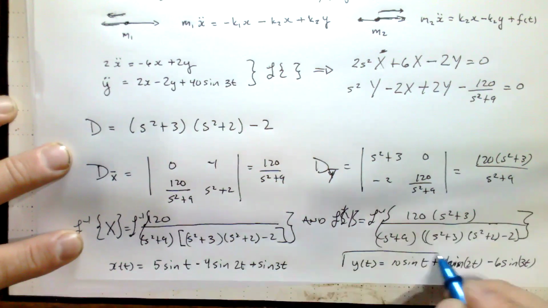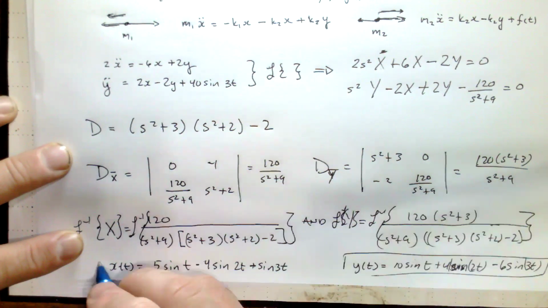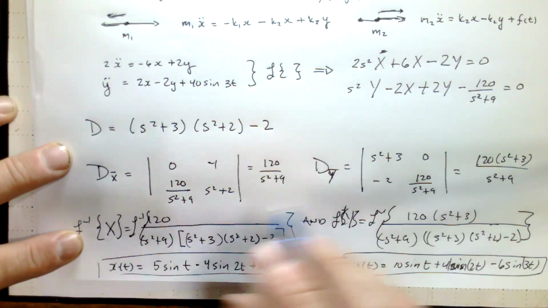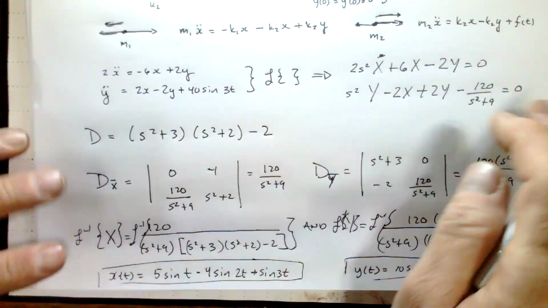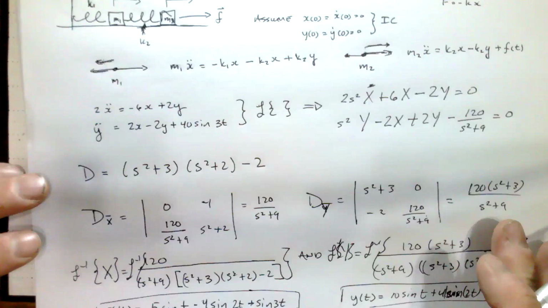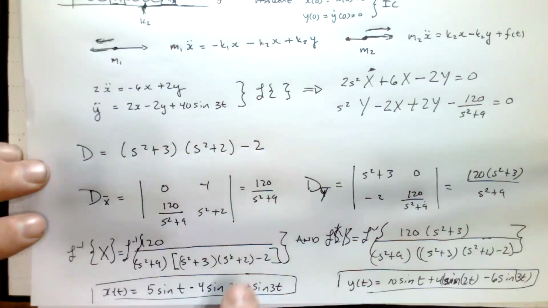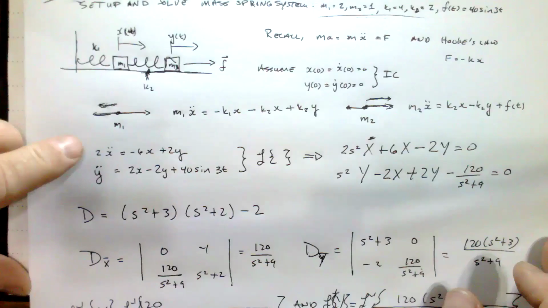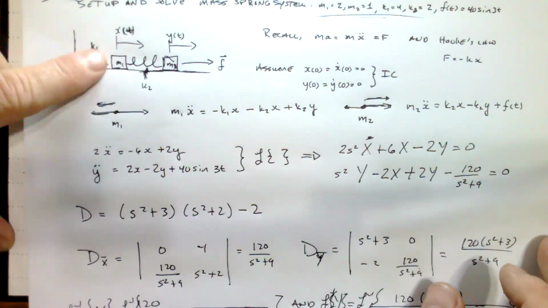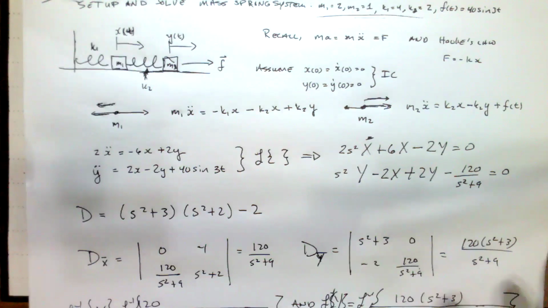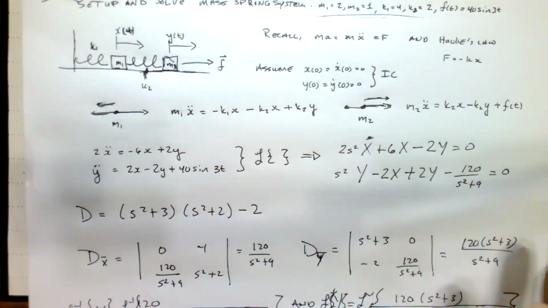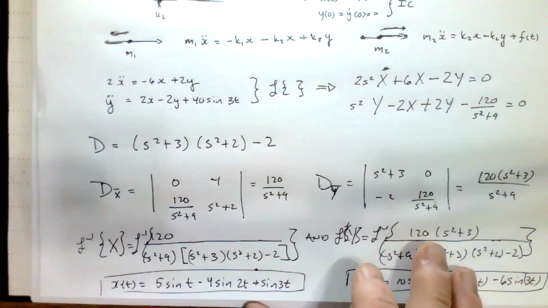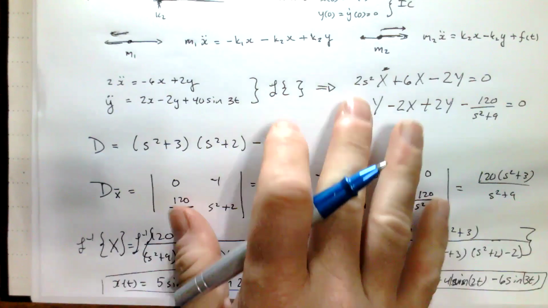Okay. So with our initial conditions assumed up here, those are the resulting equations of motion for our coupled system, two masses on springs. I hope this solution was helpful and shows you the general process.